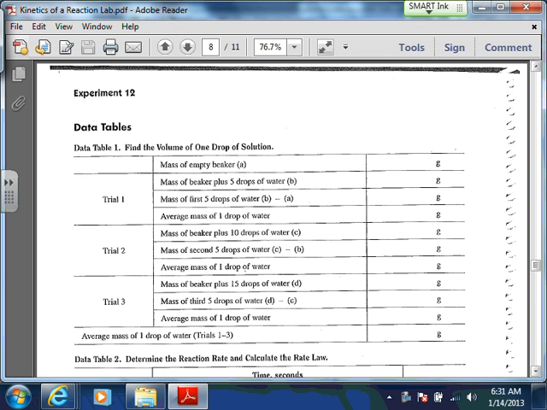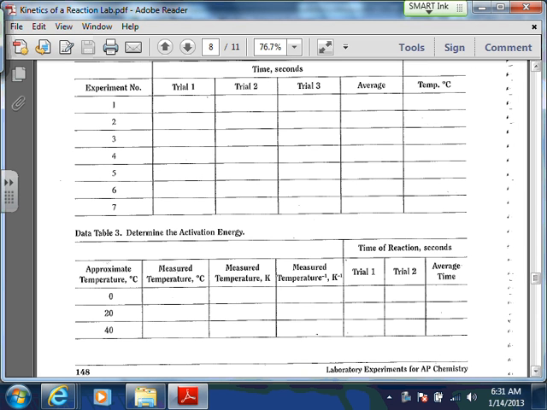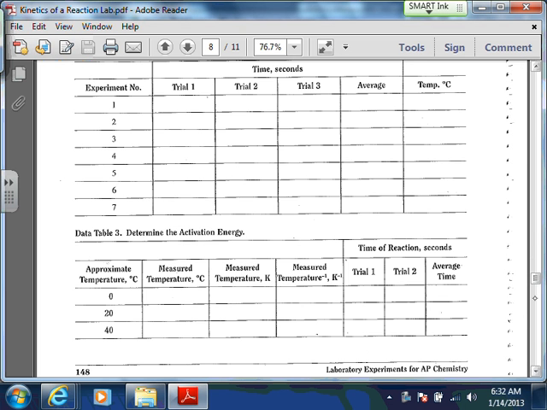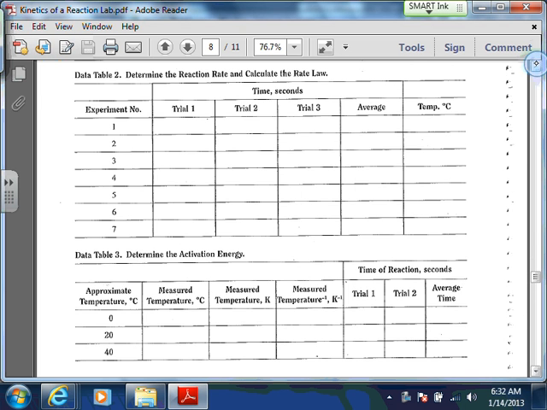Your data tables here. You've got a lot of data to collect, and make sure you collect it well. This is an important chart for part 2 here. Actually, that is determining the reaction rate and calculating the rate law. So this first chart here is finding the volume of 1 drop of solution. The second chart here is determining the reaction rate and calculating the rate law.